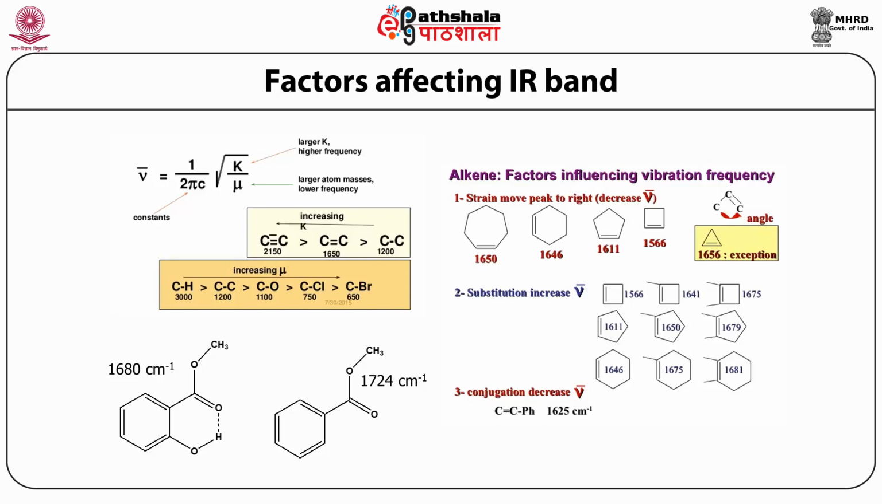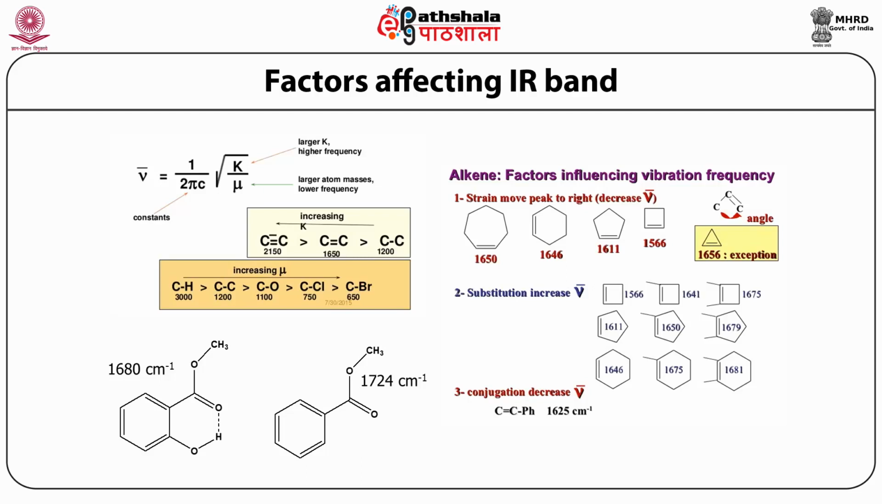So you can see here in the first case the carbon-carbon triple bond, carbon-carbon double bond, and carbon-carbon single bond. As the k value increases for the triple bond, the frequency and intensity increase from single bond to triple bond. In the other case, as you increase mu, that is the mass, the frequency decreases. For example, if carbon is attached to hydrogen, to carbon, to oxygen, to chlorine and bromine, as we increase the mass, a decrease in the frequency is observed.